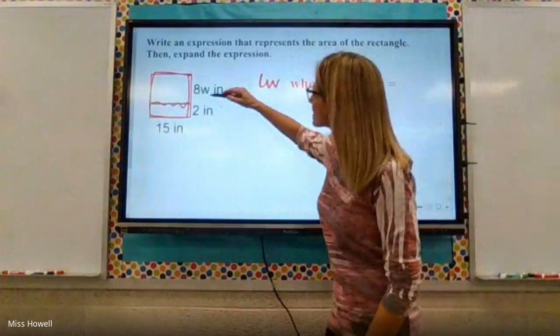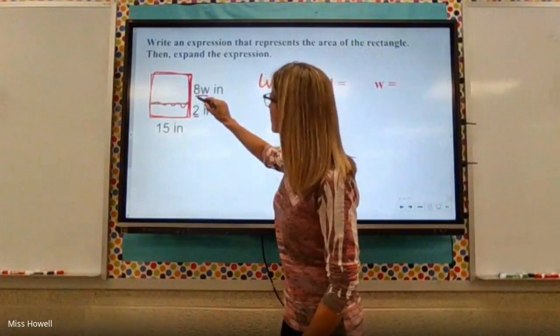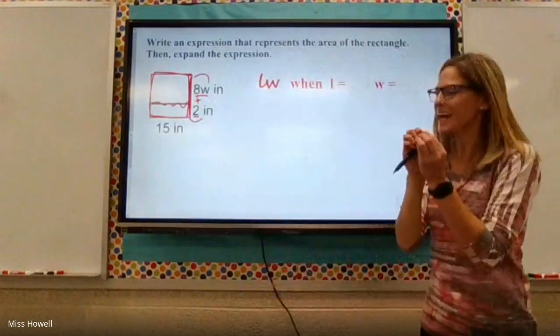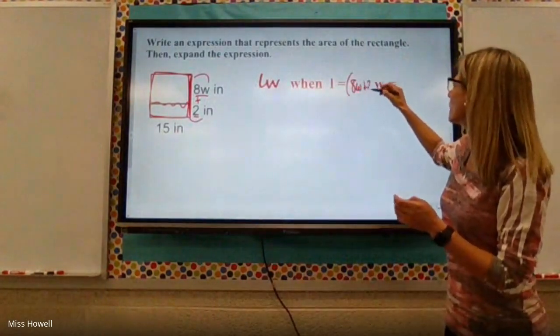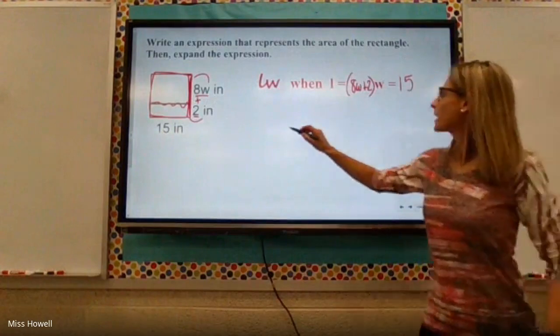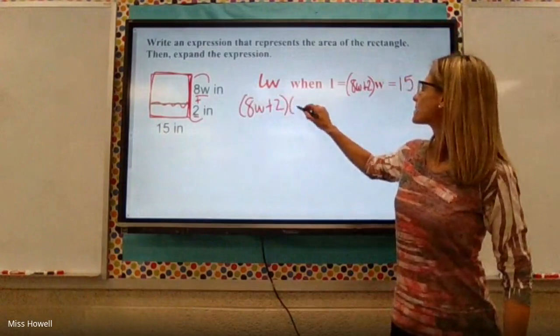All right, so our length is this entire side here. It's not just 8w, it's not just 2. It's both of those added up, right? It's that whole piece, both of those together. So we have to say the length is 8w plus another 2. All right, our width is that shorter piece, which in this case is 15. All right, length times width would be 8w plus 2 times 15.